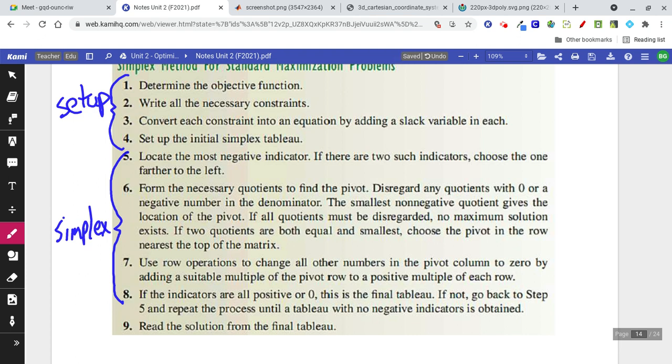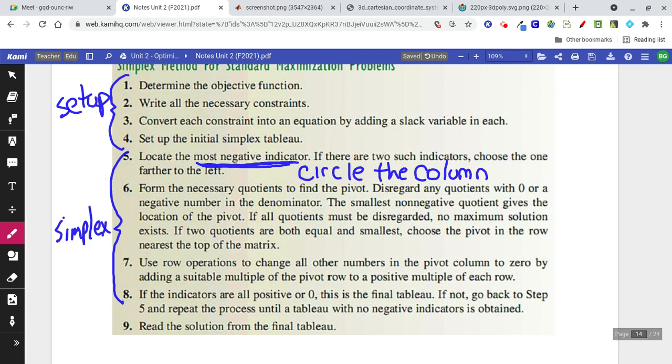So step 5, you look for the most negative indicator. This is the number on the bottom. You're looking for negative numbers on the bottom. So most negative. And I want you to do something here. I want you to circle the column. Circle the column containing the most negative indicator. You'll see when we get to an example.